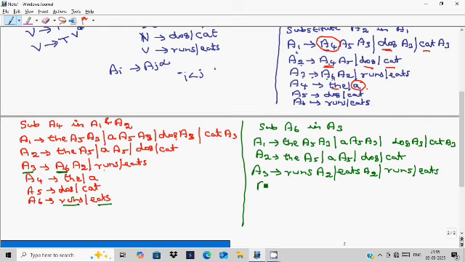Now we'll go for A4. So A4 tends to the A, then A5 tends to dog and cat. A6 tends to runs and eats. Okay. Now when we closely observe this, every component in this grammar comes under the category of Greibach normal form. So either it will be in form 1 or it will be in form 2. So that's about converting into Greibach normal form.